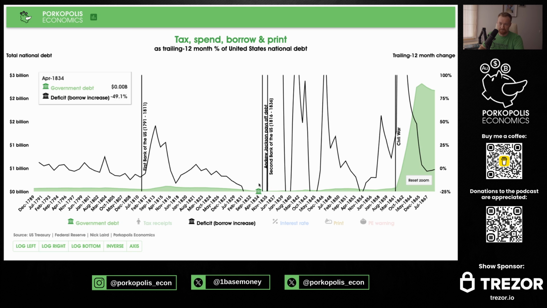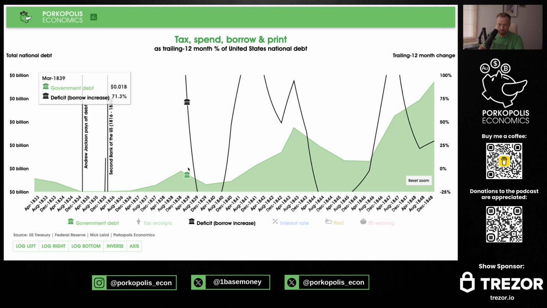We get to Jackson and the closing of the Second Bank of the United States. We're completely gone. There is no national debt, so numbers are going to look a little bit funky here. But then we quickly increase again, and then let me zoom in even more. We do some big jumps here, and since the base is so low, these percentages are pretty wild. So this is pretty wild for sure.